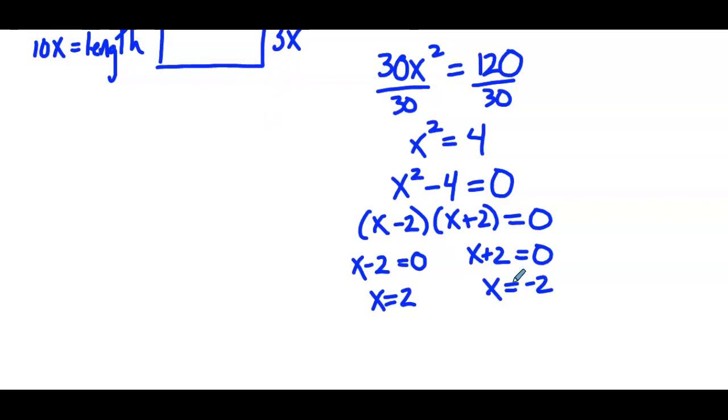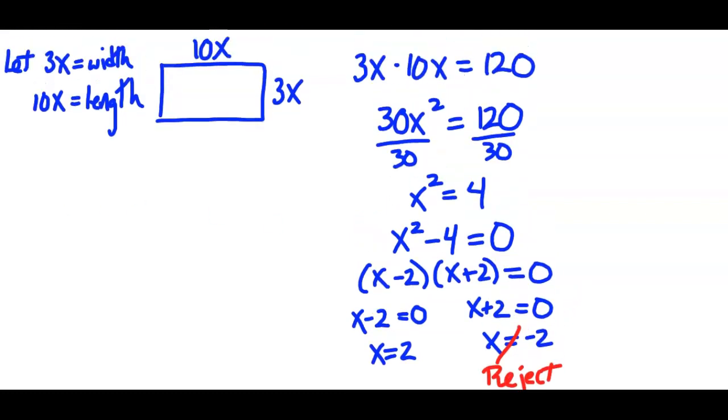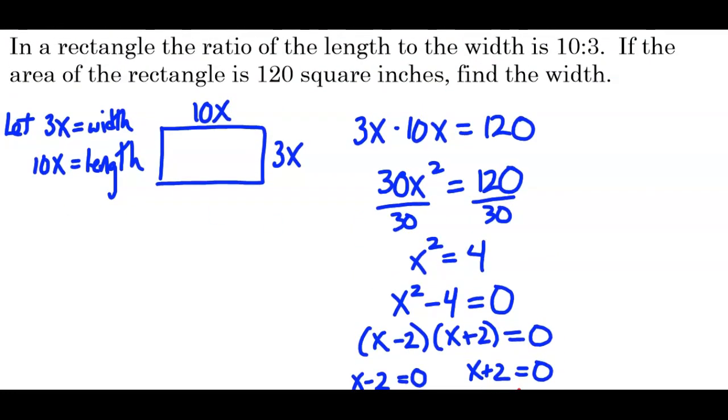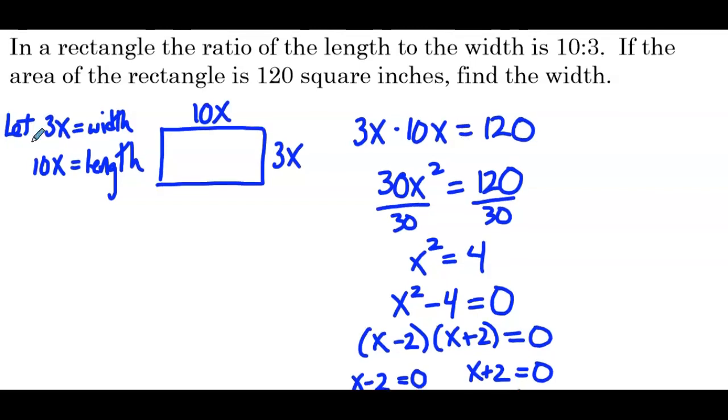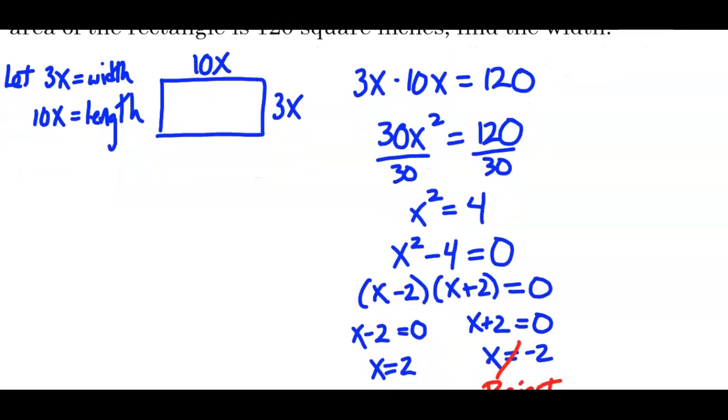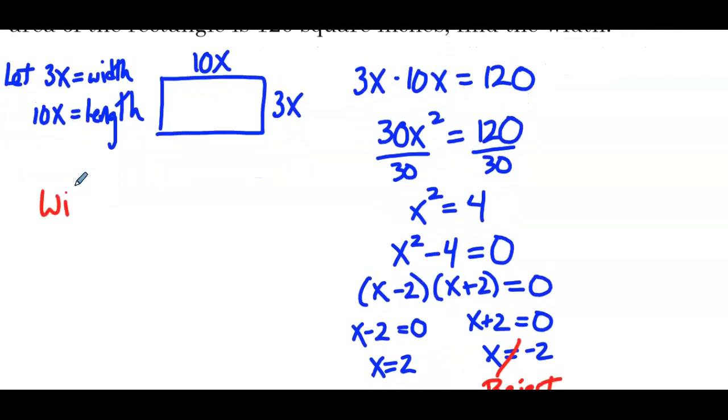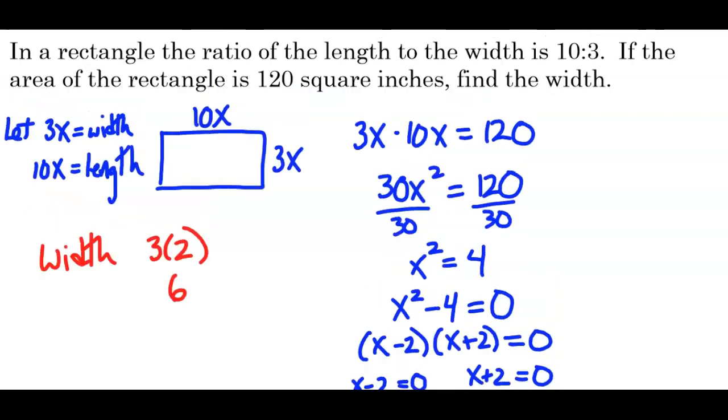Based on the word problem, the negative solution does not make sense. We would reject that answer based on the context. So again, we're looking for what? All right, we're looking for just the width. So if x is 2, then the width is going to be 3 times 2, which is 6 inches.